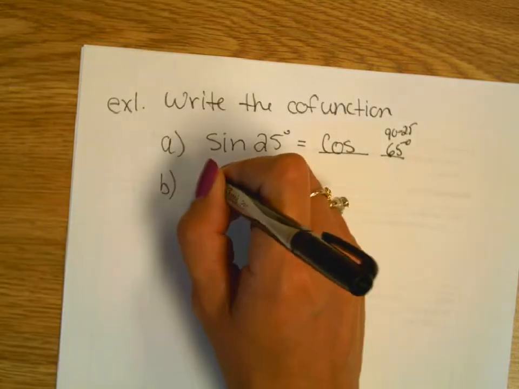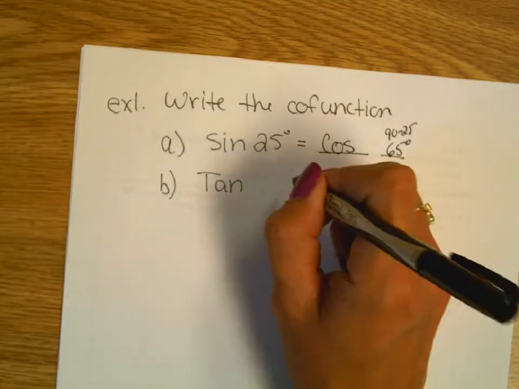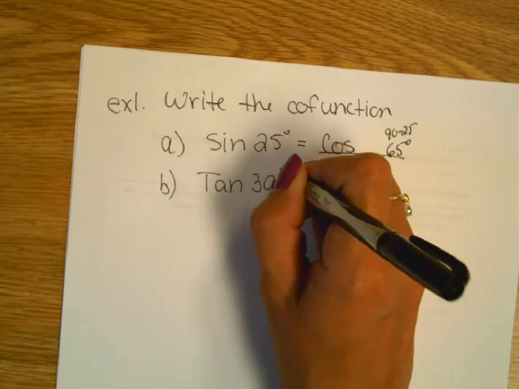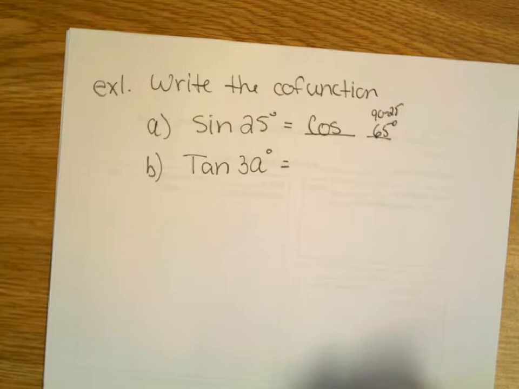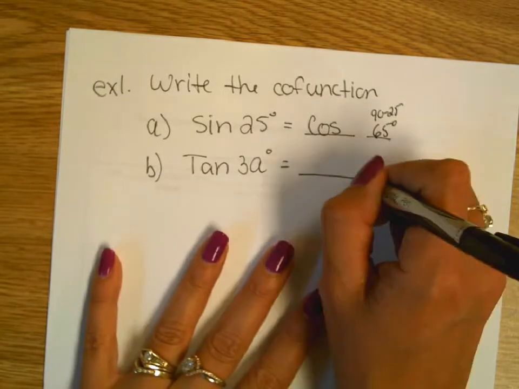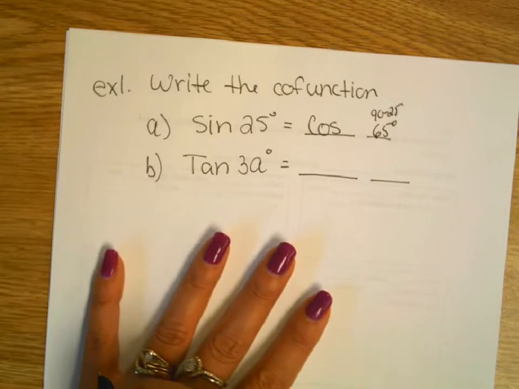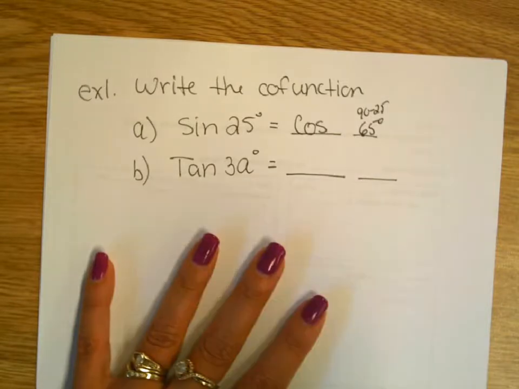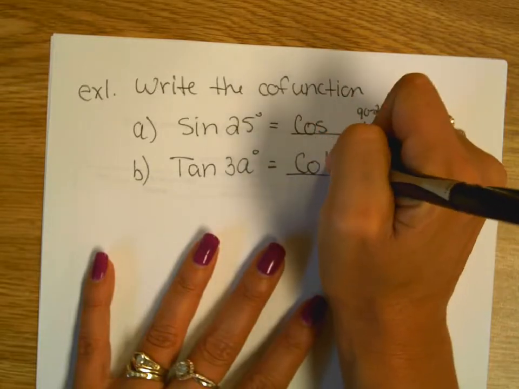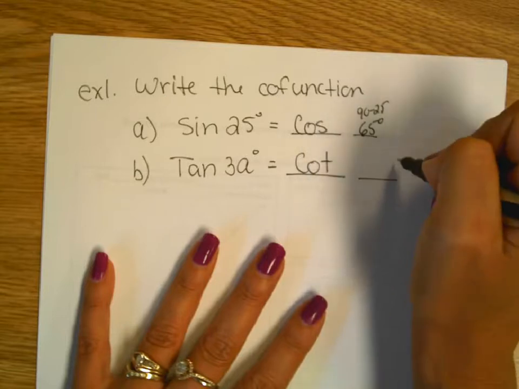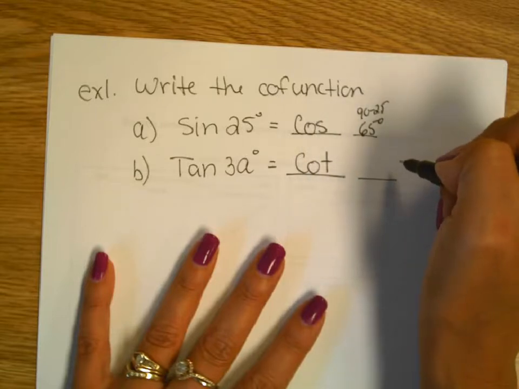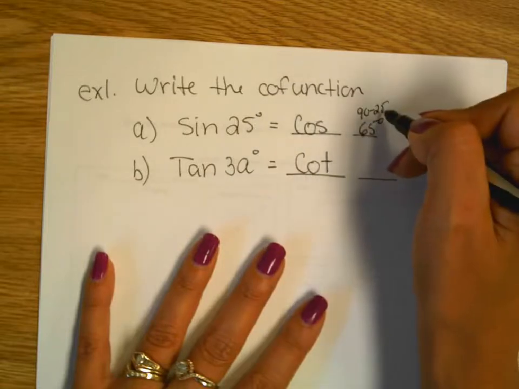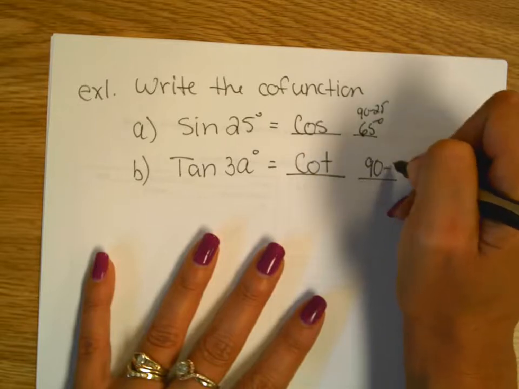Try this one. How about the tangent of 3a degrees? I need a function and an angle. So tangent's cofunction is? Cotangent. That part's easy. 1 point for you. How do I figure out what angle to put here? Right, 90 minus, it's the exact same thing we did with the number. Just here I could actually combine and subtract 90 minus 25. Here I just got to write 90 minus 3a.